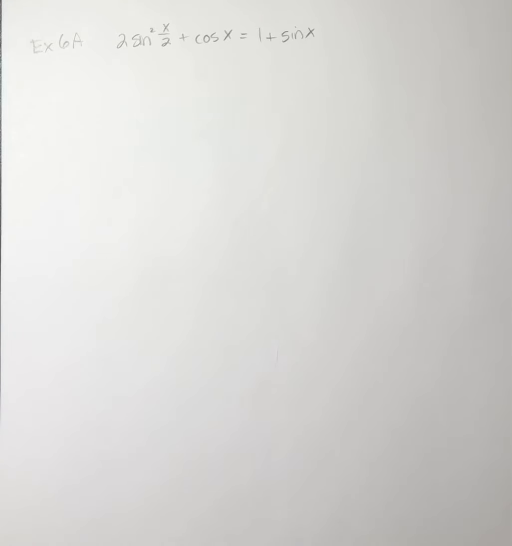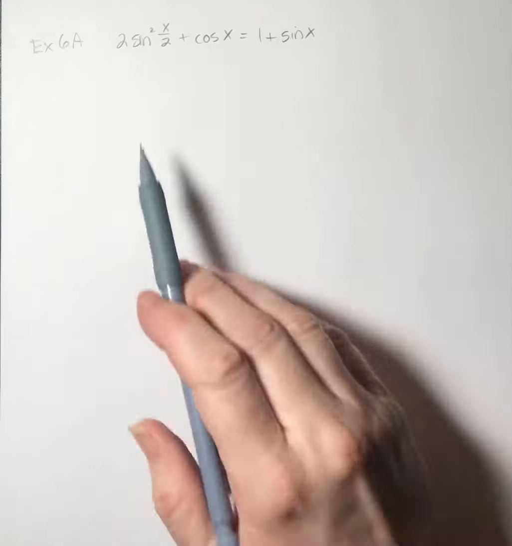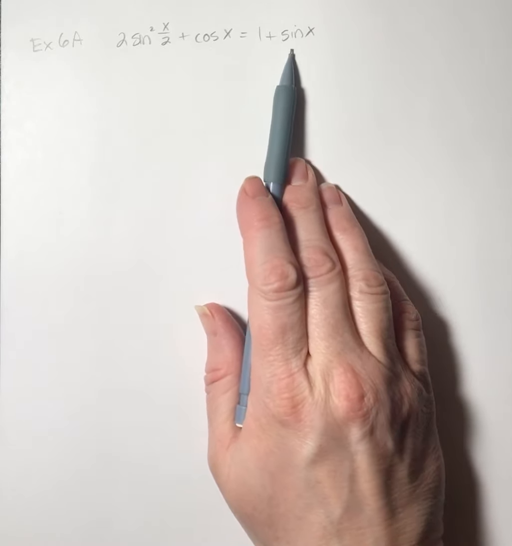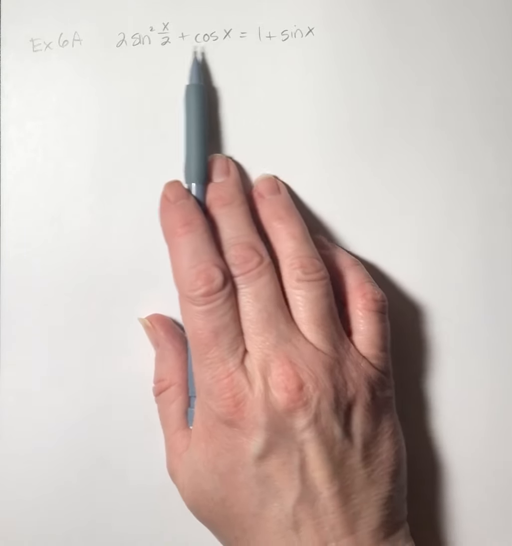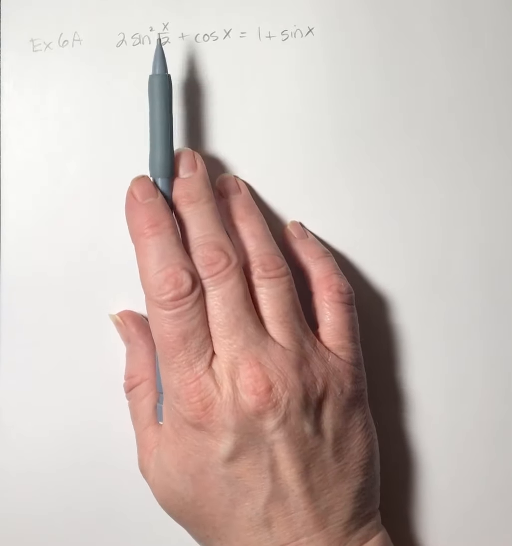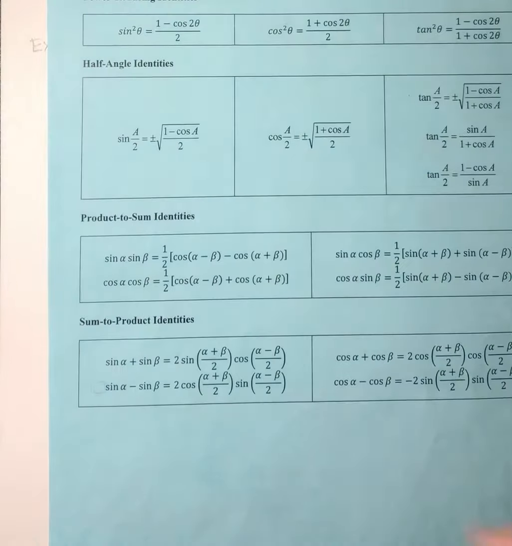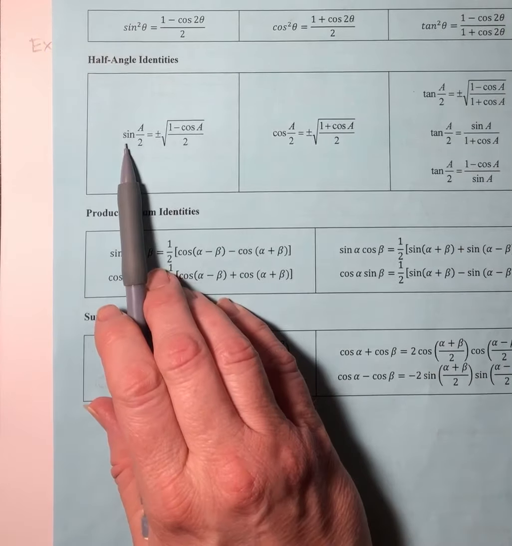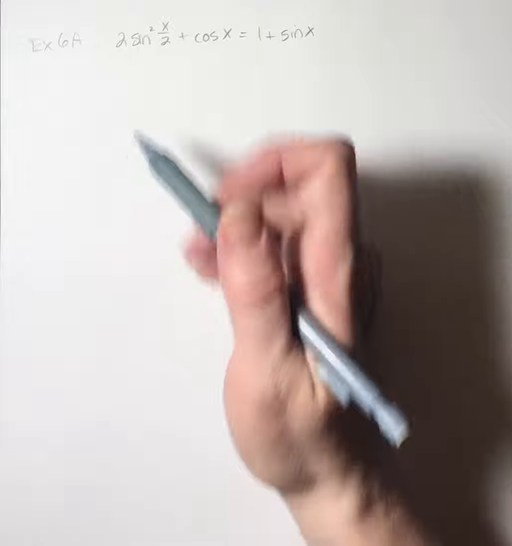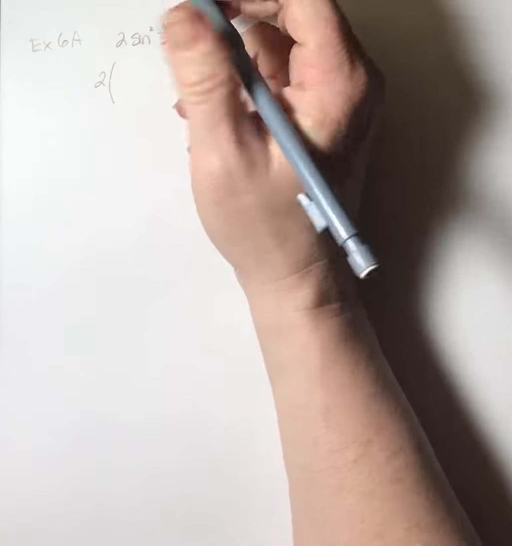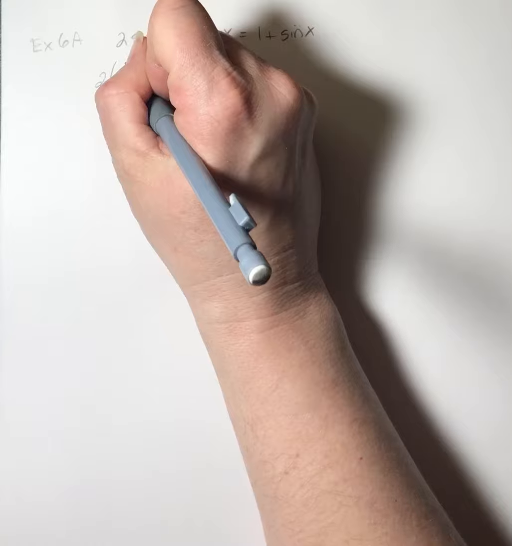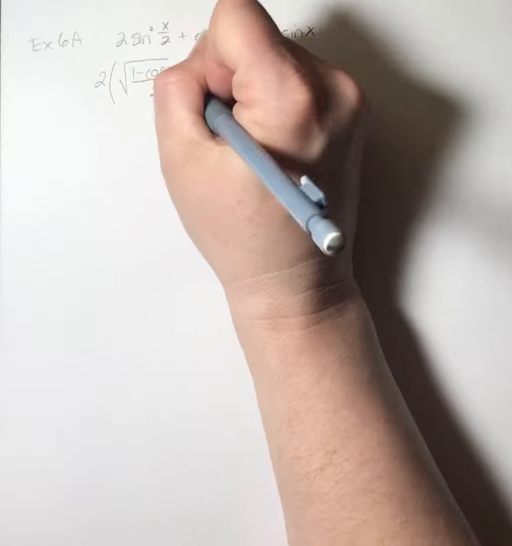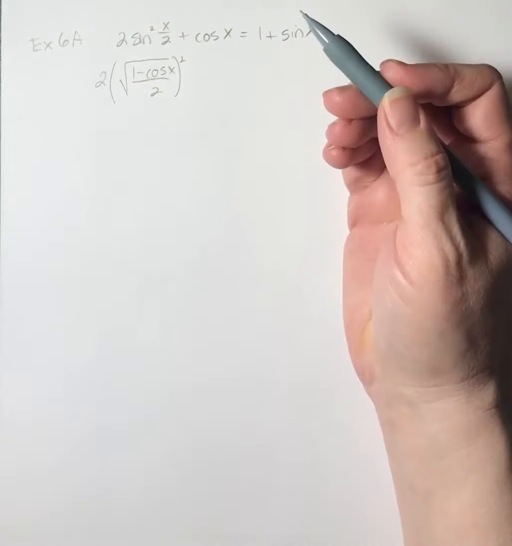All right, example 6 is more equation solving. So 2 sine squared of x over 2 plus cosine of x equals 1 plus sine of x. So I see this. This comes from here, okay? Now this is plain old sine, and this is sine squared. So what I'm gonna have is, now because I'm gonna square this, it doesn't matter if this is positive or negative, because the squared and the square root are gonna cancel.